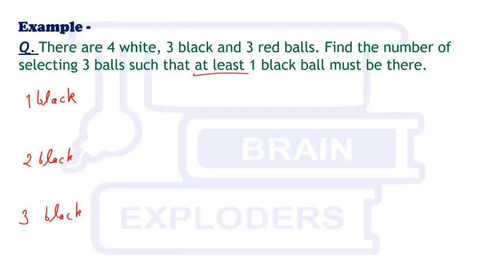If we have 3 black balls, it means our requirement of selecting 3 balls is completed. So if there are 3 black balls, we have just done our job. Now if there are 2 black balls, then what choice do we have to make? We have to select any one ball from either this part or this part. So the ball may be white or it may be red.